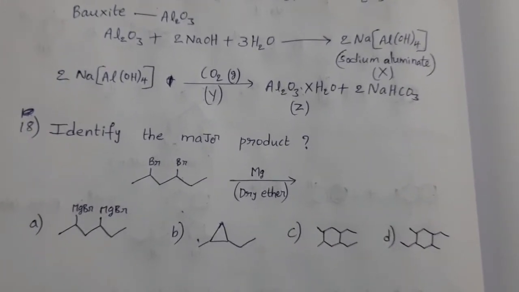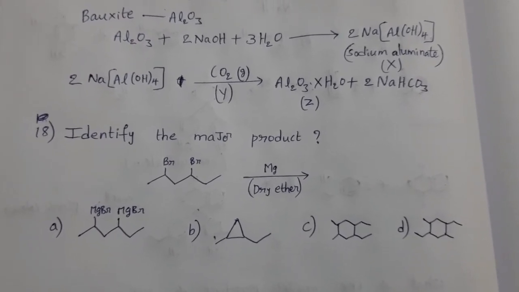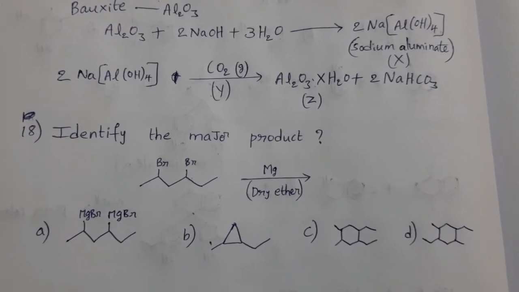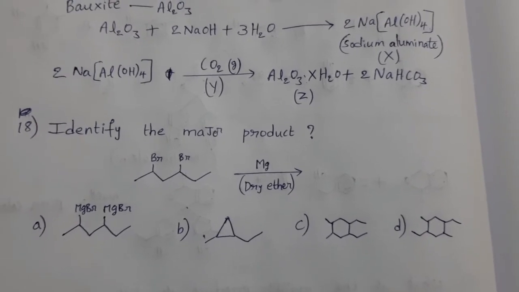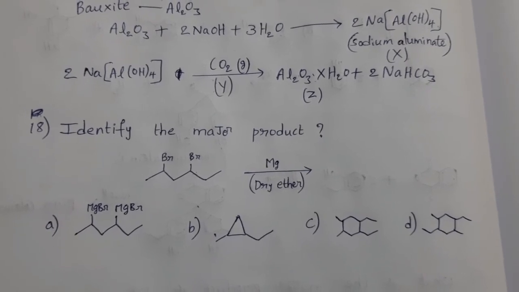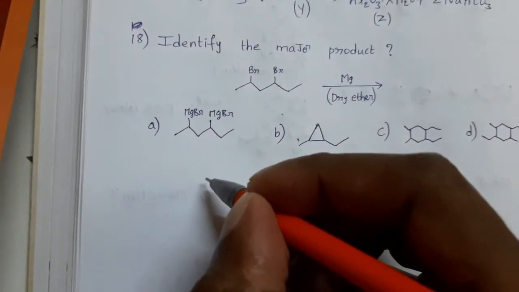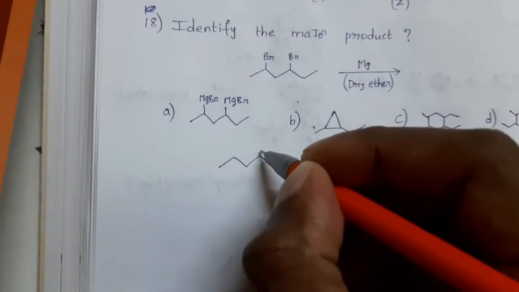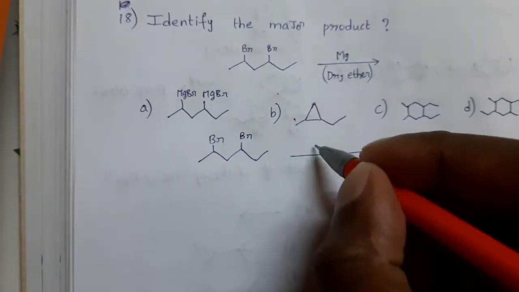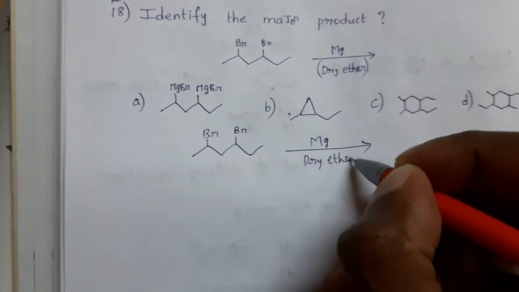Okay, next, identify the major product. An alkyl dibromide is given, treated with magnesium in presence of dry ether. Already we know that alkyl halides treated with magnesium in presence of dry ether give a Grignard reagent. See the reaction. This is the given compound treated with magnesium. Then we get Br and MgBr.